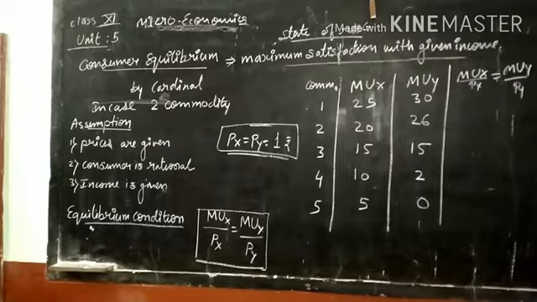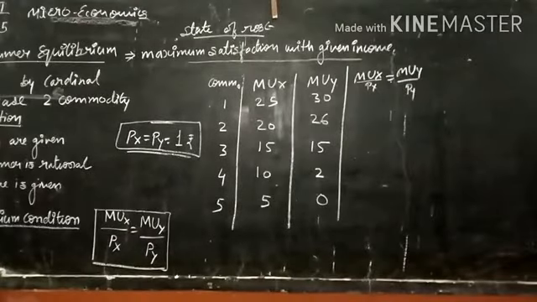To prove this condition, we should take some assumptions: that prices are given for X and Y, the consumer is rational, income is also given, and the marginal utility of money remains the same. In this tabular presentation, to simplify our calculation, I assumed that X and Y's prices remain the same, 1 rupee per unit.